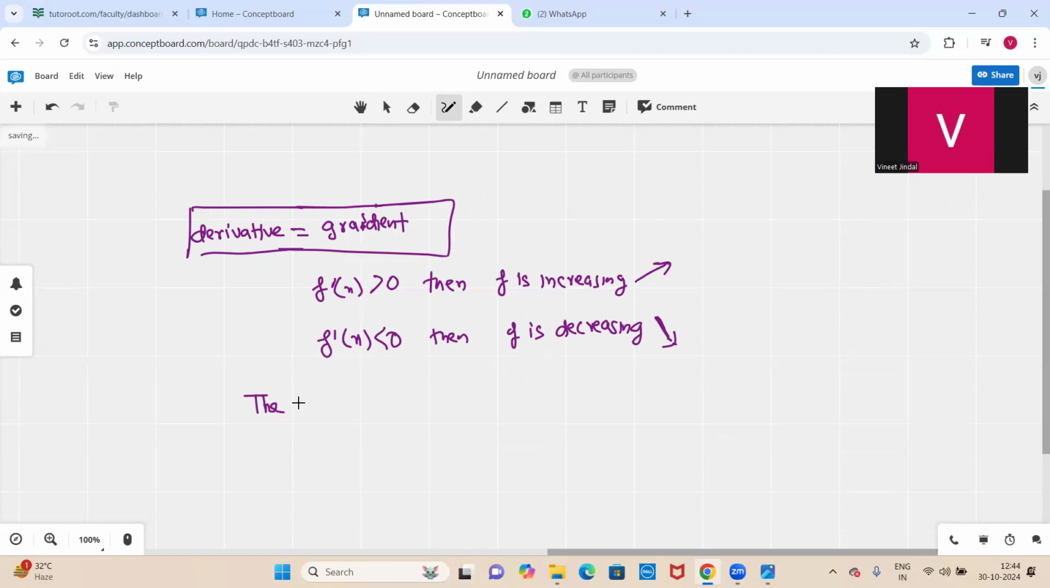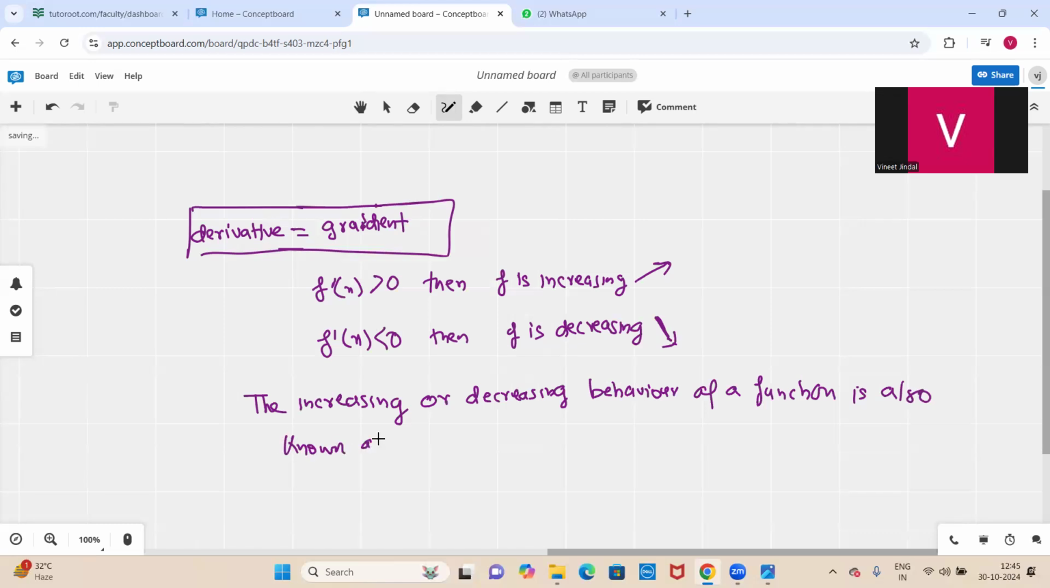So the increasing or decreasing behavior of a function is also known as monotony.